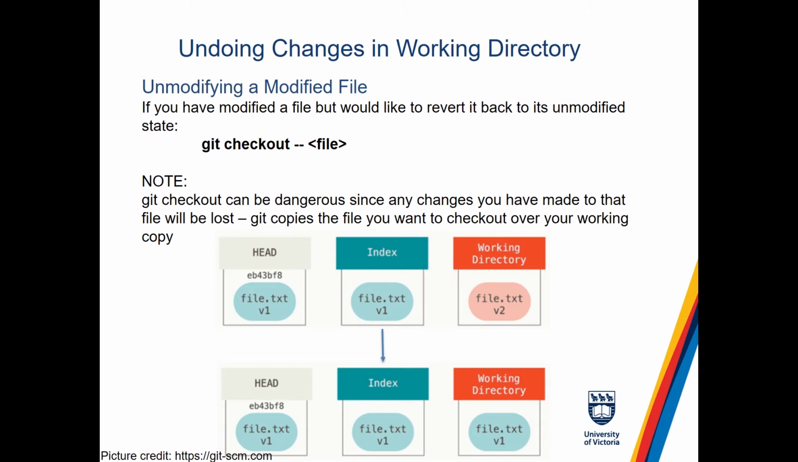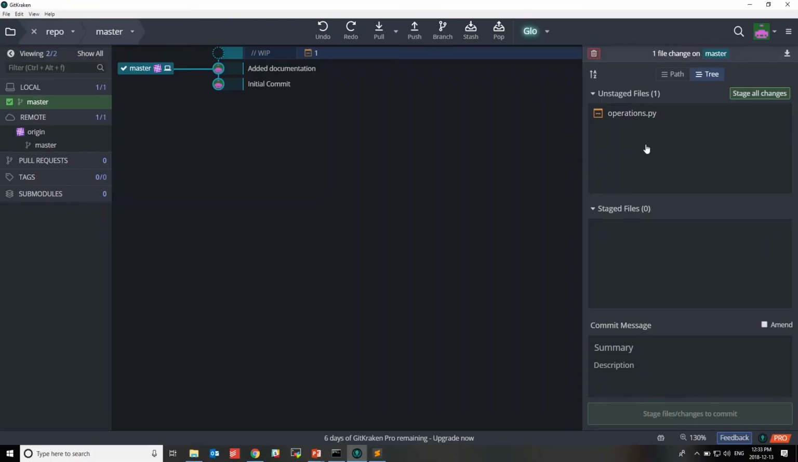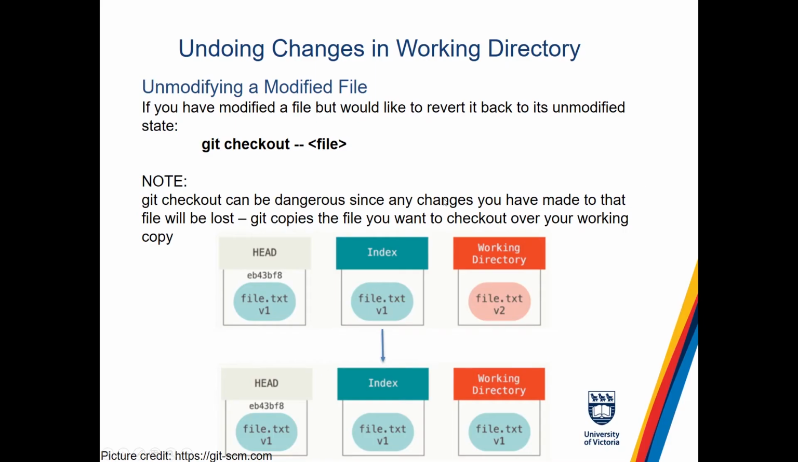So let's say I have this one here, which I've done some changes to. I can use git checkout and then give it a file name. With git checkout, you need these double dashes because you can use the git checkout command to switch between branches. When you give it a double dash, that's to tell the command that this is a file that we're looking for, because sometimes you might have a file with the same name as a branch.